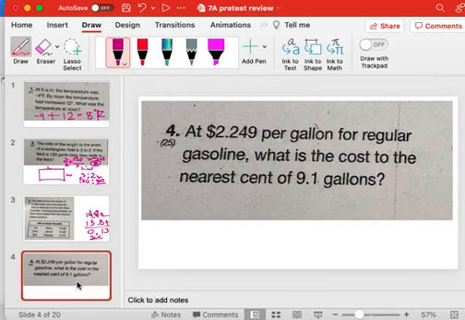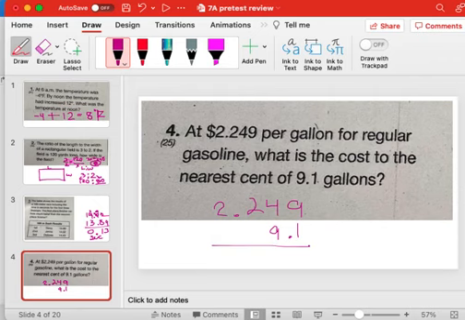Okay, at $2.249 per gallon for regular gasoline, what is the cost to the nearest cent of 9.1 gallons? Okay, so if we're paying 2.249, everybody should be doing it on your paper. You don't need to wait for me to take 20 years to write this thing. Okay, do it on your paper and see if you get it right.